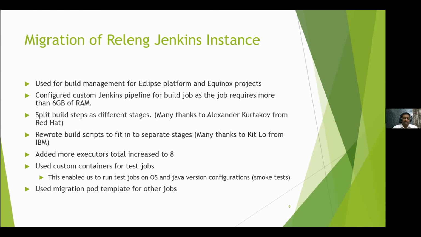So we configured our build job to use about 8 GB of RAM. That means 2 executors will be used when our build job is run. Since we are using a custom pipeline, we actually rewrote our build scripts and split everything into different stages. And then during the build stage, we have to build SWT native libraries also.